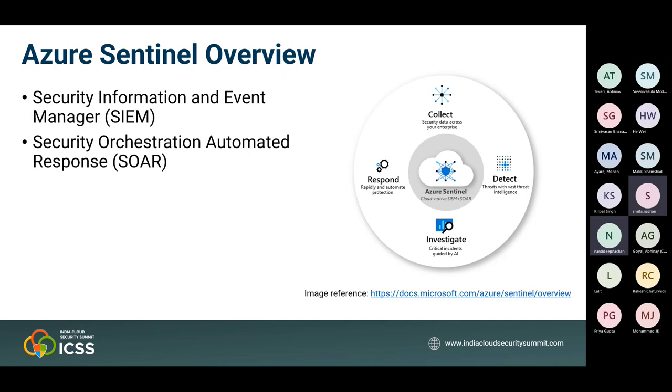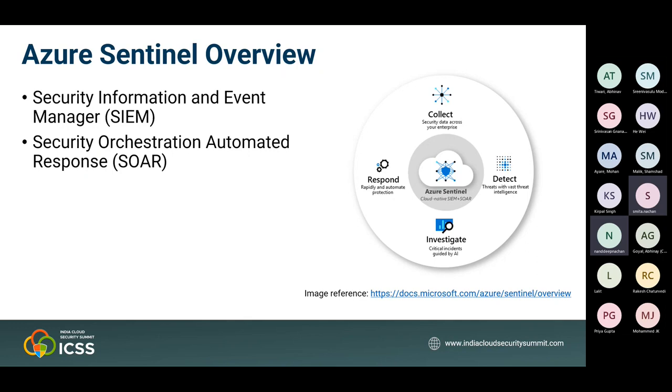So Microsoft Azure Sentinel is a scalable, cloud-native security information event management, that we call SIEM, and security orchestration automated response, SOAR, solution. So Azure Sentinel delivers intelligent security analytics and threat intelligence across the enterprise, providing a single solution for alert detection, threat visibility, proactive hunting, and threat response. So let's see where this Azure Sentinel helps us.